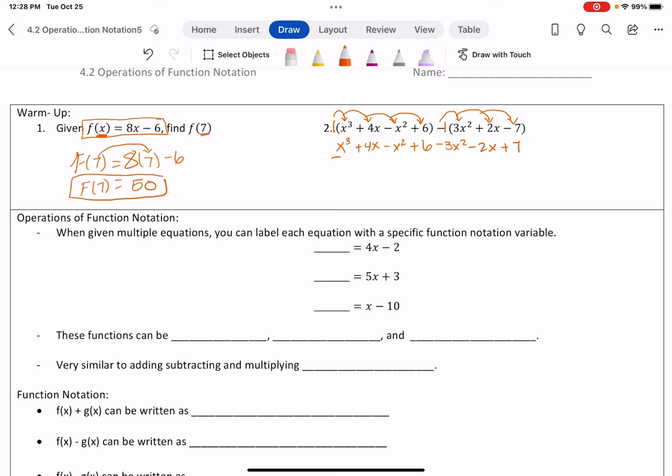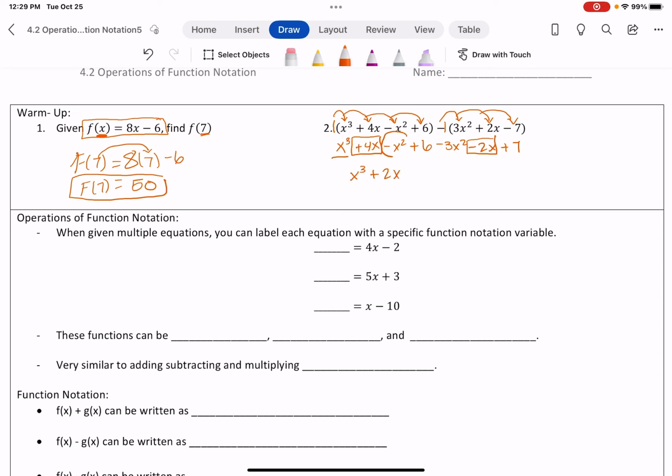So let's start with x to the third. If I look through all of the rest of the terms in this big expression, there is no other x to the third, so we bring that one down. We move to the next one, which is 4x. And 4x can combine with negative 2x. They both have x's. So 4x minus 2x gives me positive 2x.